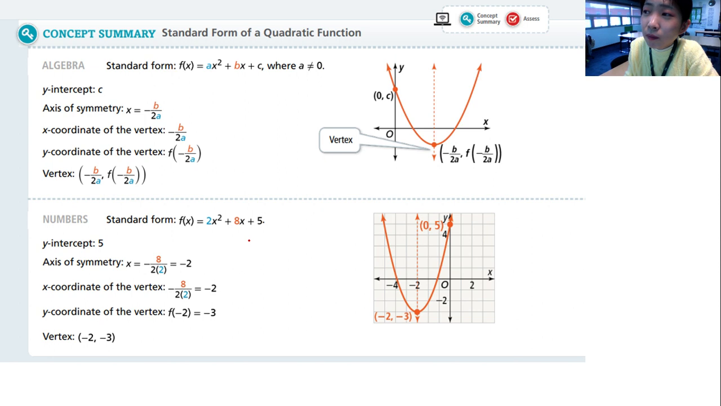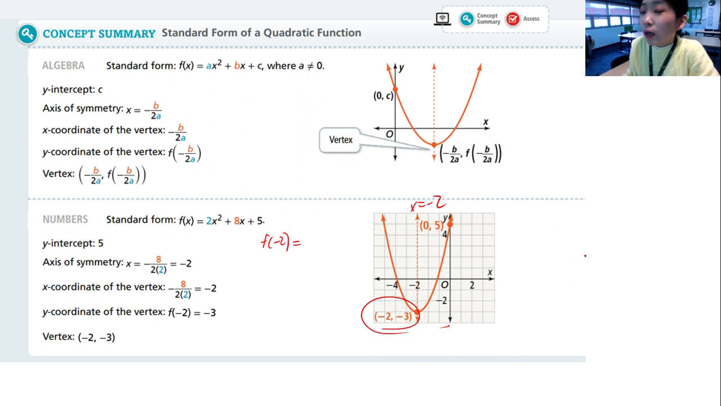Looking at standard form, you can figure out specific values using these. So that is just an example, okay? When your a is 2, b is 8, figure out the axis of symmetry using that equation, and that's going to be x equals negative 2. And the x-coordinate of the vertex is already negative 2. So figure out your y value by plugging negative 2 into your equation to get negative 3. So that's your vertex. Okay?